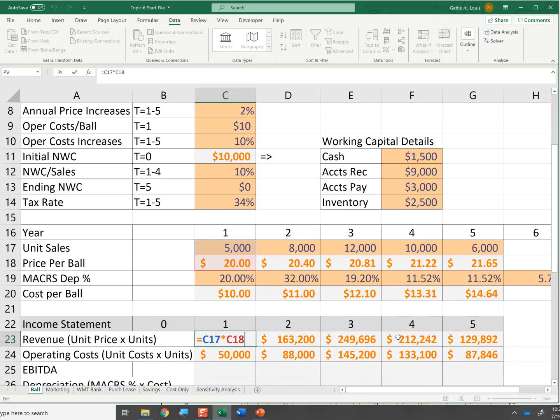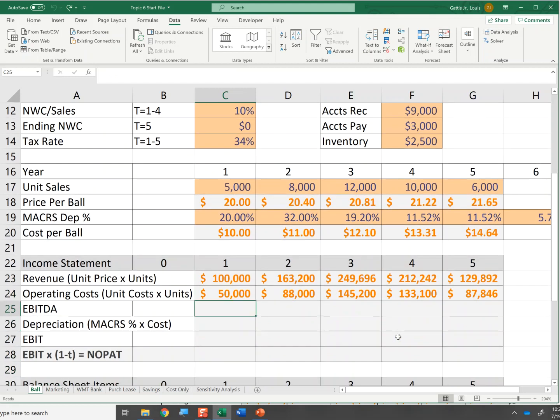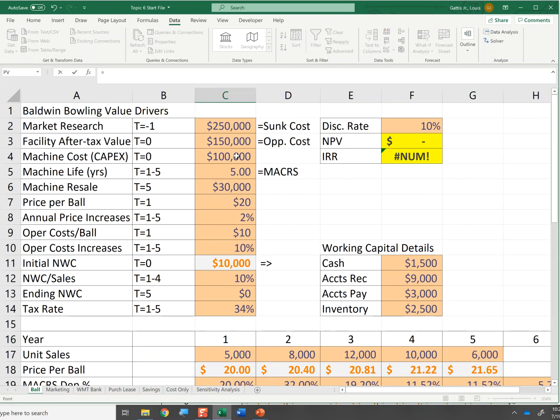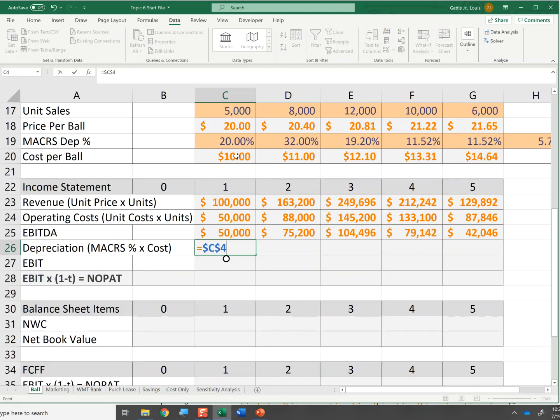So I have my revenue, number of balls sold times the price per ball. In row 24, I have my operational expenditures, my cost of goods sold for those balls. And let's go ahead and do EBITDA. I'll take my revenue minus my operational costs, and I got my EBITDA. My depreciation is going to be the CapEx of $100,000. I'm going to anchor that by putting dollar signs, multiply times the accelerated percents in row 19. So I'm going to go across.